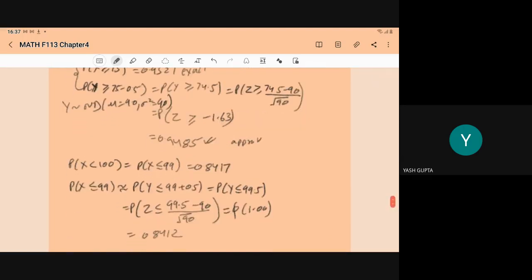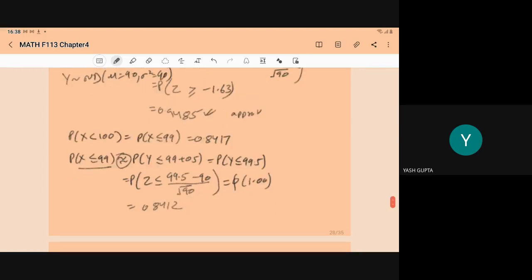In the second part, you have to compute the probability that the number of flights is fewer than 100, means probability X less than 100. Because it is discrete, it is equal to probability X less than or equal to 99. When we see the calculator value, its value will be 0.8471. Now when we approximate by the normal variate, probability of X less than or equal to 99 can be approximated as probability Y less than or equal to 99 plus 0.5, so probability Y less than or equal to 99.5.